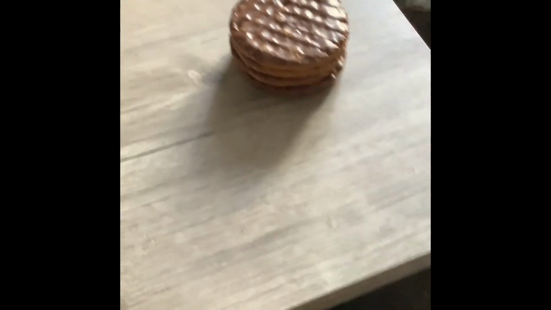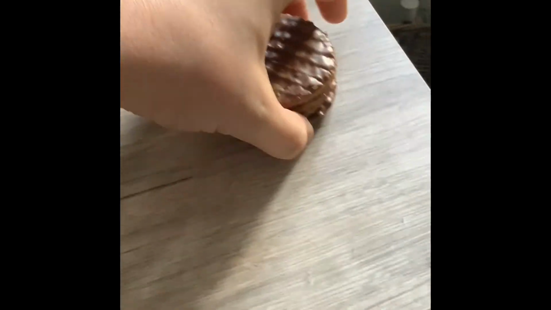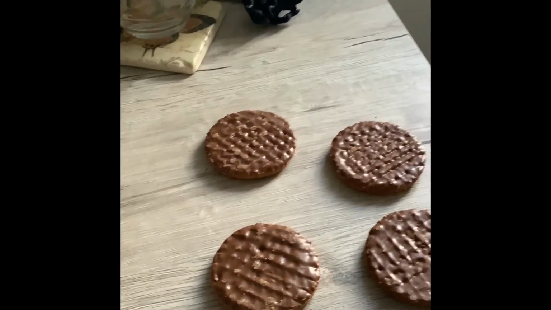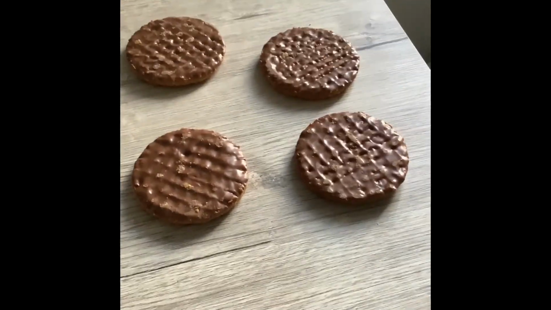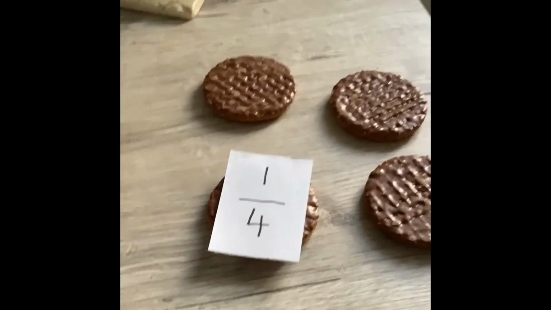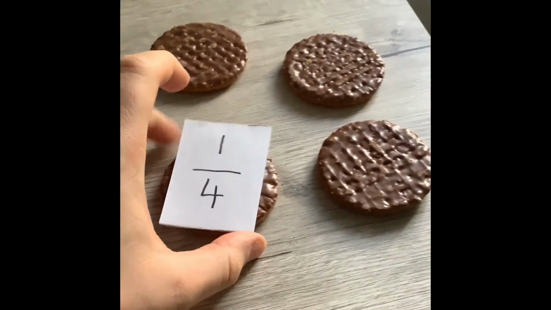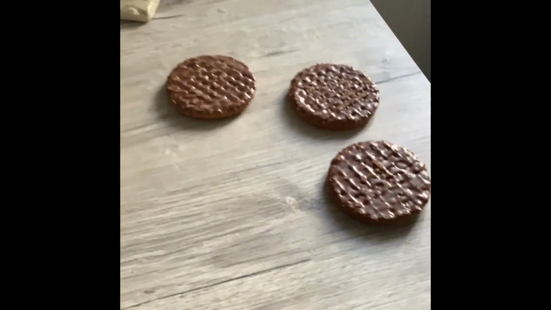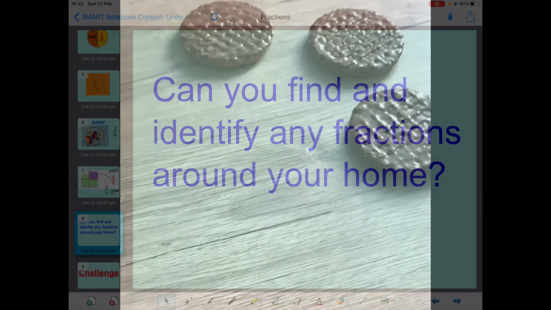I've got the last biscuits as well out of my biscuit tin. So I've got 1, 2, 3, 4. My doggy's not very happy. I've got all the biscuits. I better only take one. I'm going to take 1/4 of these biscuits to go and eat. Yum yum. What fractions can you find at home?